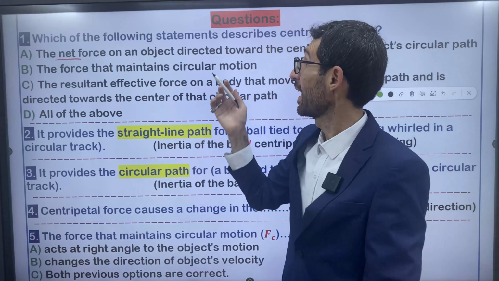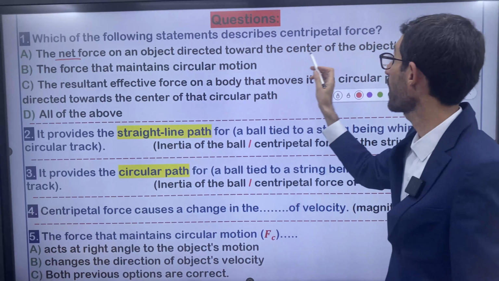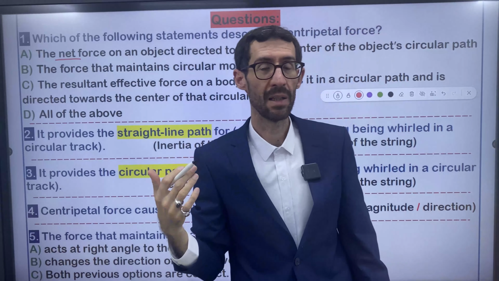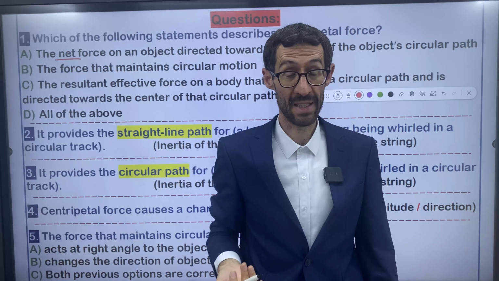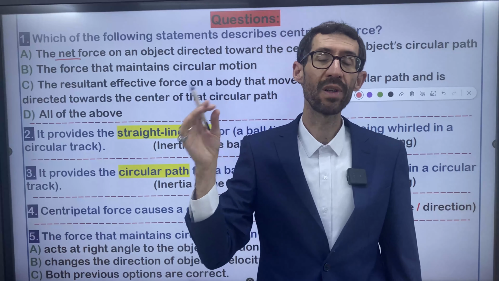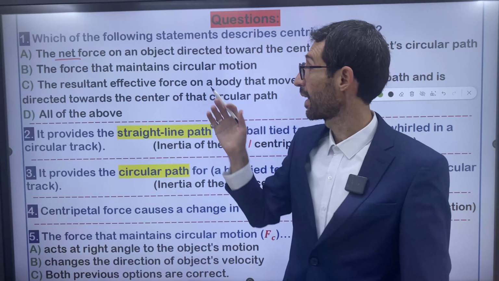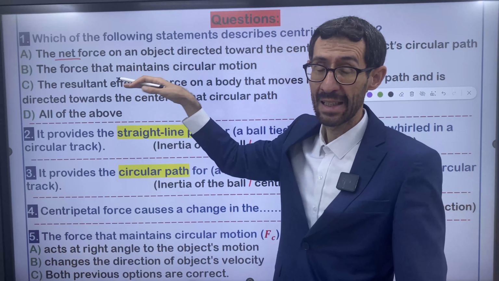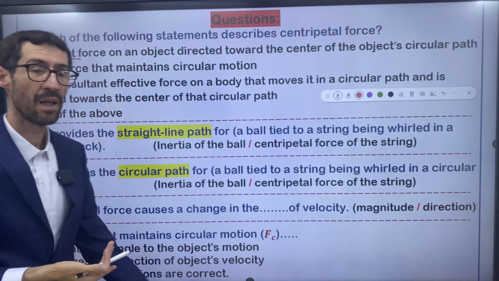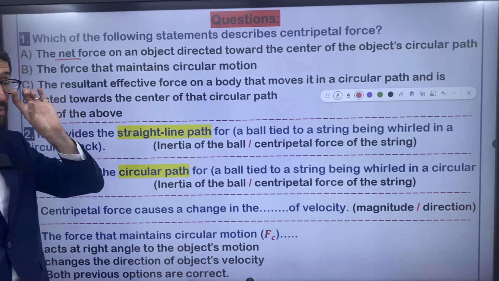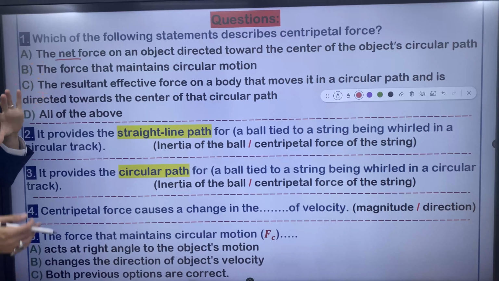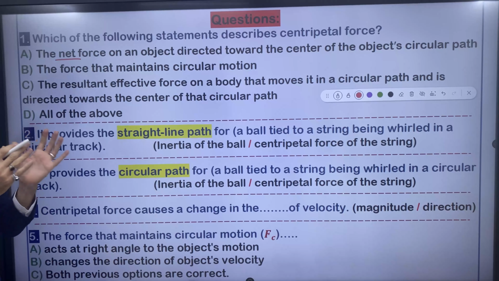So if I say the net force on an object directed toward the center of the object's circular path, it means centripetal force can be more than one force. And mostly centripetal force consists of more than one force, right? The meaning of net is that there is more than one force for centripetal force. So it's true, right? It's a summation of forces, actually vector summation of forces.